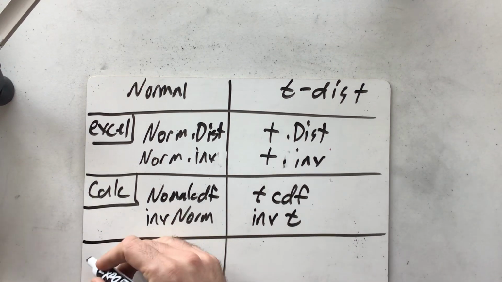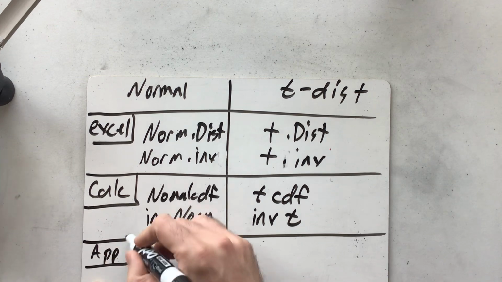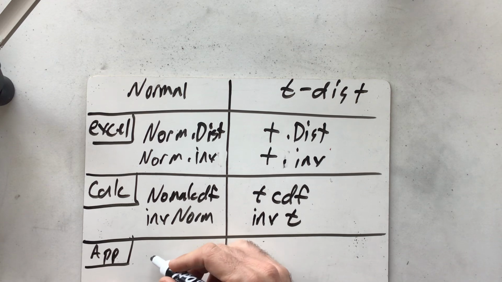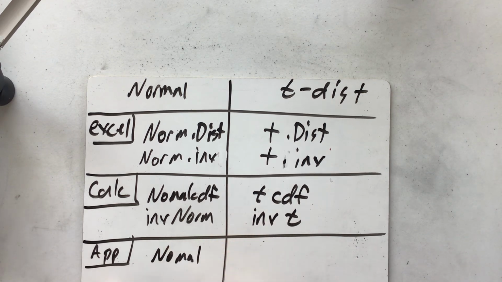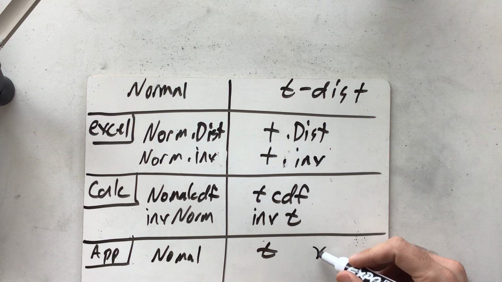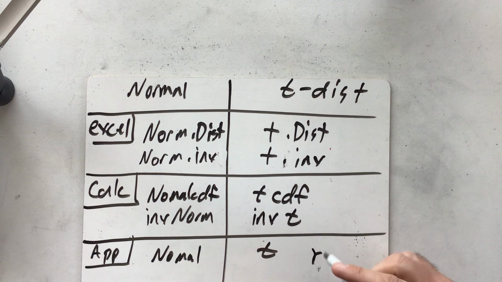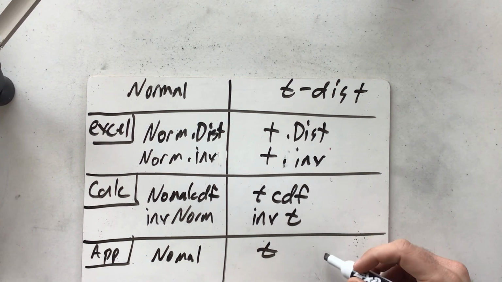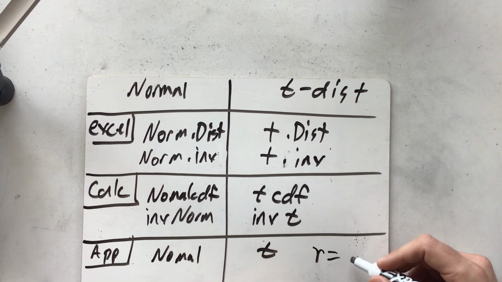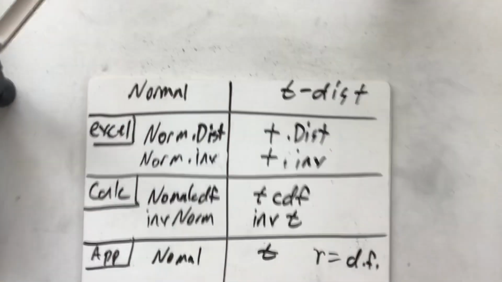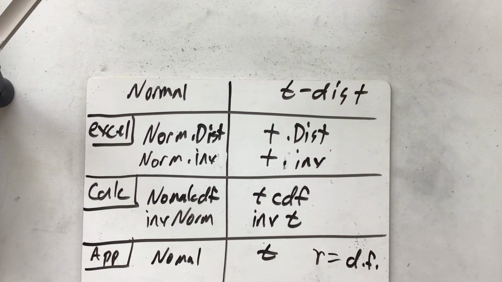Finally, for the app, which is what I'm going to grab and we're going to use, you go to the normal menu over here. And then over here, you just go to the T menu. You just scroll down and find T. And then you'll find a funny letter, nu, which looks something like that. I never can write a nu very well. But it looks something like that, and nu is your degrees of freedom. So let me power my app up, and we'll look at how to find some things.